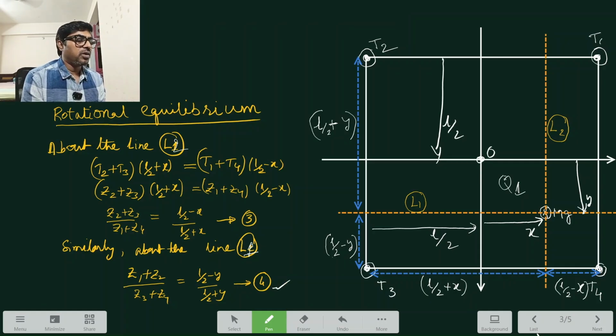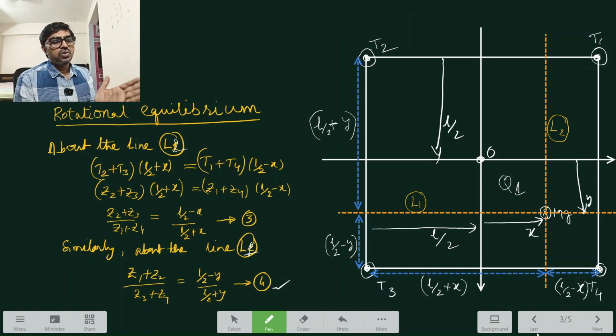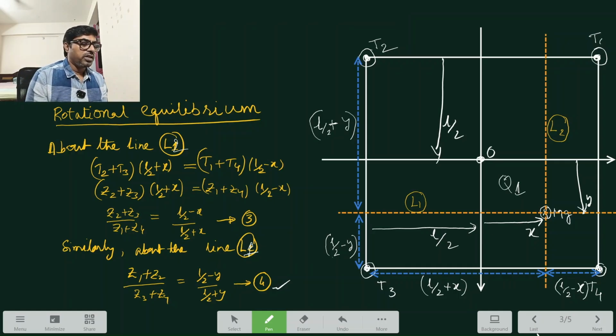In the same way, if you calculate torque about L2, on one side of L2 you have T1 and T4. T1 plus T4 into L by 2 minus x is trying to tilt in this direction. T2 and T3 are on the other side. T2 plus T3 into L by 2 plus x will be in the opposite direction. So I got the third equation and the fourth equation. These two equations are obtained using rotational equilibrium about any axis. The torque due to mg will be 0 because mg is passing through these lines.